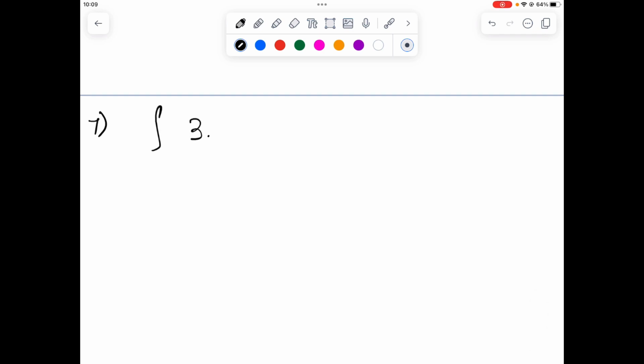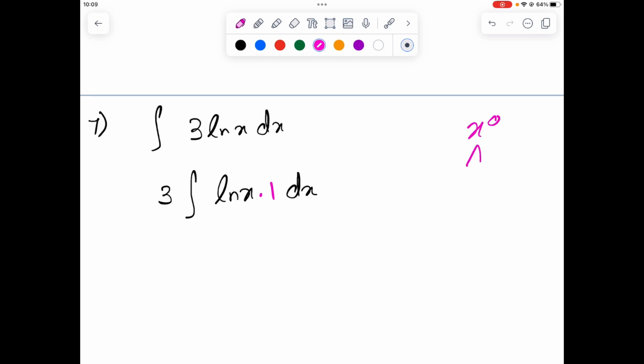Now question number 7: integral of 3 ln x. Integration by parts is done for 2 functions, but do I have only 1 function over here? So what do I do? Times 1. I write ln x times 1. That 1 can be written as x power 0. x power 0 means algebraic. So therefore, in isolate, logarithmic and algebraic. Logarithmic is the first function, algebraic is the second function.